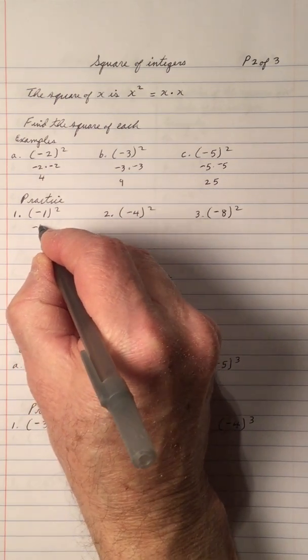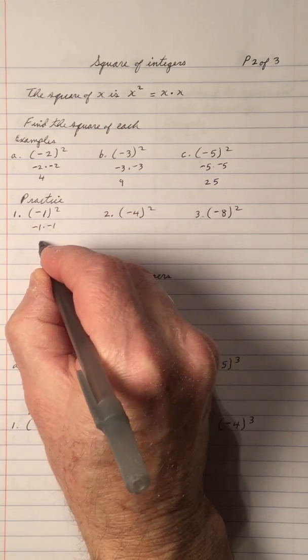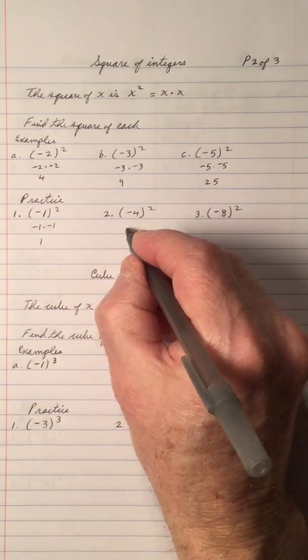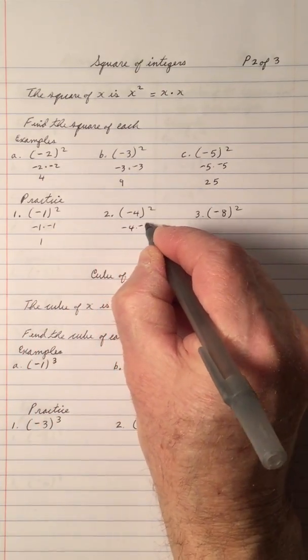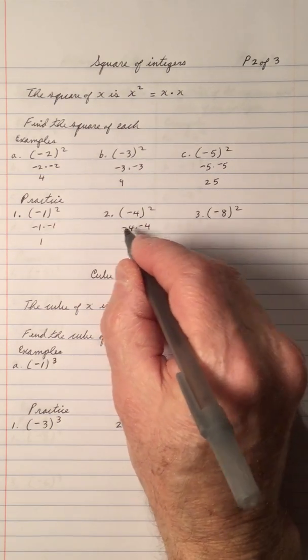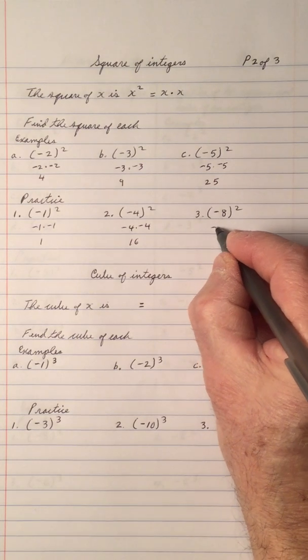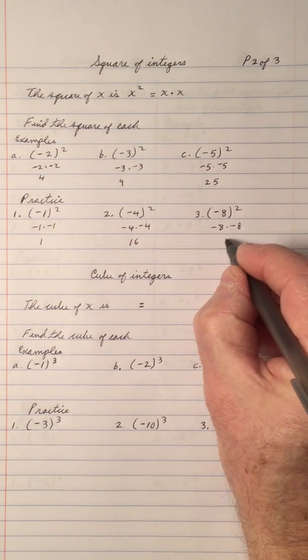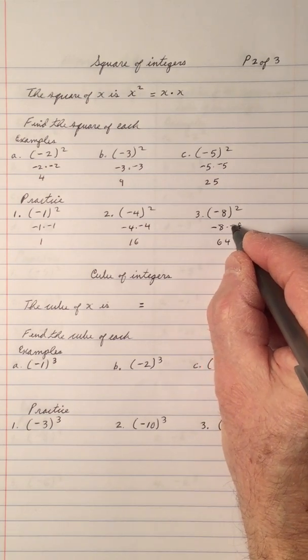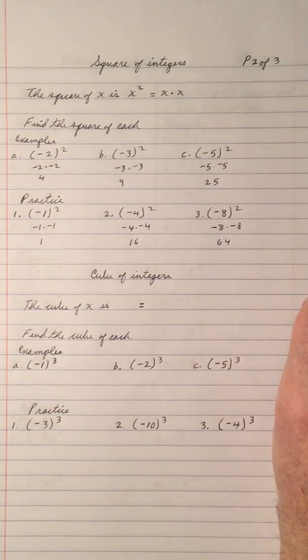Negative 1 squared is negative 1 times negative 1, which is 1. Because when you multiply like signs, you get a positive. Negative 4 times negative 4 is 16. When you multiply like signs, you get a positive. And negative 8 times negative 8 is 64. Multiplication of like signs, 2 like signs, you get a positive.